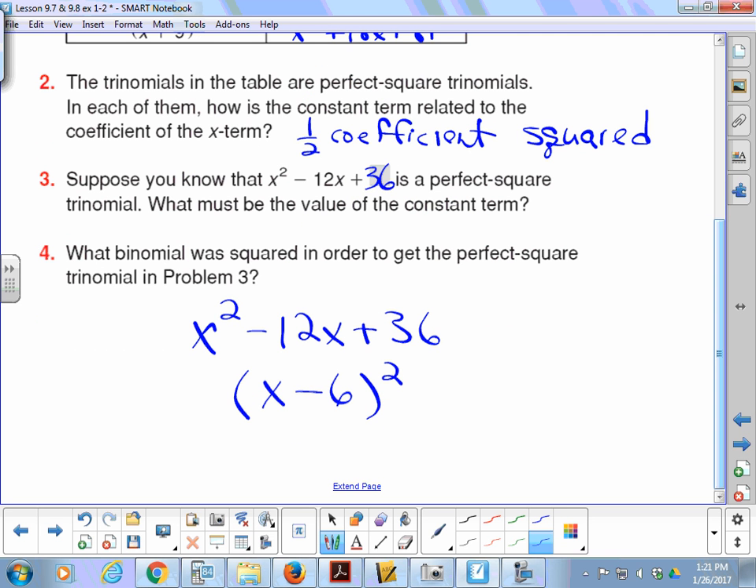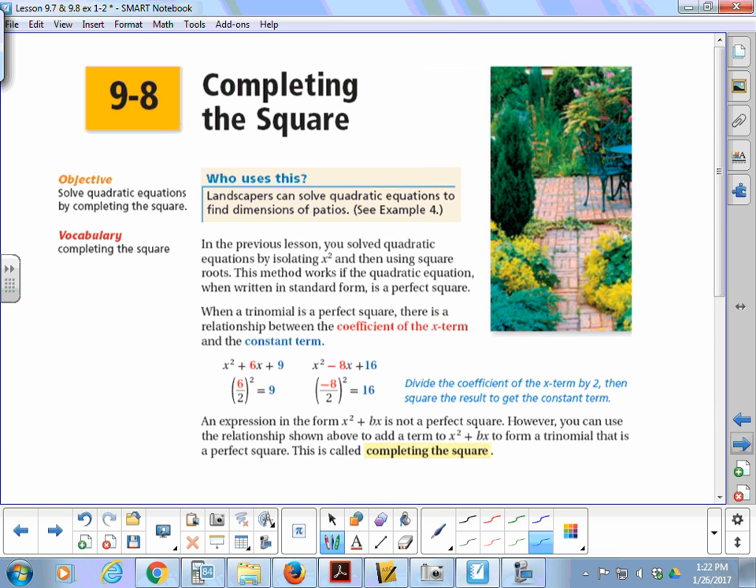Because if I FOIL x minus 6, if I multiply it out, I'm going to get x squared minus 12x plus 36. So we're working with perfect square trinomials, which means that when I factor this trinomial, I can write it as something times itself, which we'll write as squared. And the reason for that is so that we can solve it. We'll be able to take the square root of both sides. Okay, so let's look at those a little bit further.